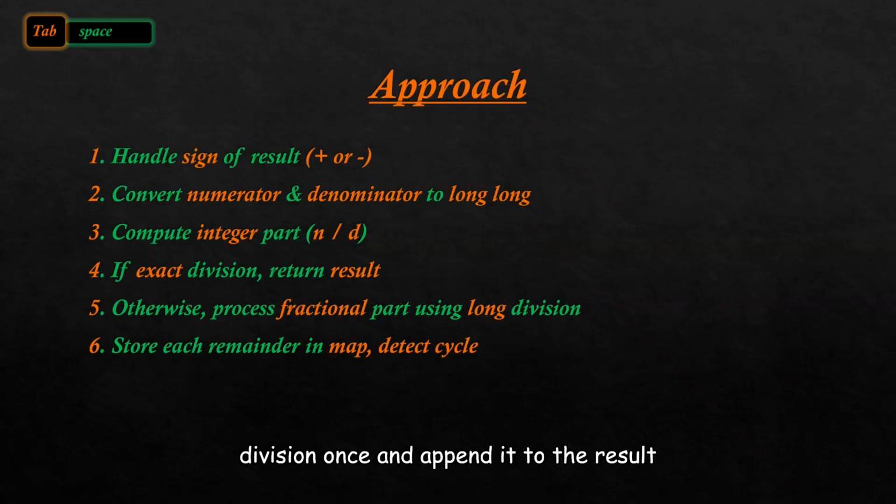Perform the division once and append it to the result string. Fifth, check for remainder. If none exists, we can return the result immediately. Sixth, process the fractional part. Simulate long division by multiplying the remainder by 10, dividing and appending digits. Seventh, track remainders. Use a map to record where each remainder first appeared in the result. And finally, detect cycles. If a remainder repeats, we know where the cycle begins. Insert parentheses there. This process captures both terminating and recurring decimals.